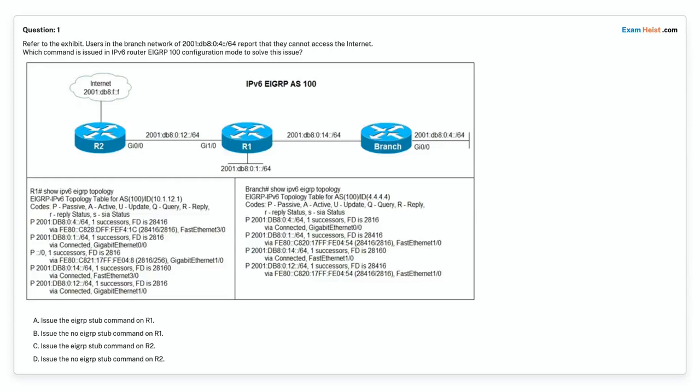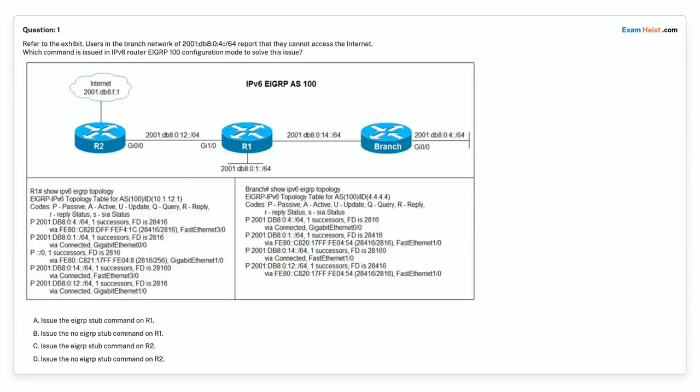Question 1. Refer to the exhibit. Users in the branch network of 2001:DB8:0464 report that they cannot access the internet. Which command is issued in IPv6 router EIGRP 100 configuration mode to solve this issue?